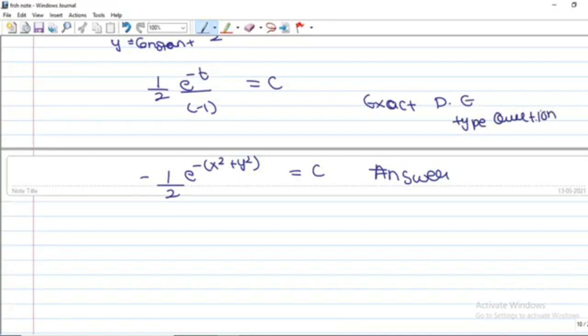So from the next session we will begin with type 2. Till then, practice all these problems of exact differential questions, and in the next session we will start with the new things.